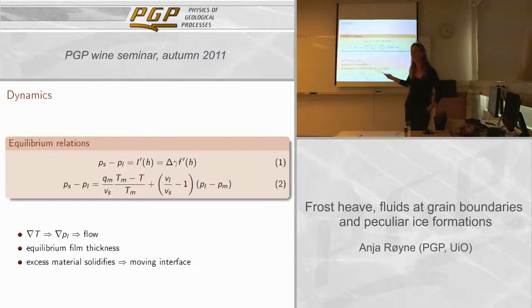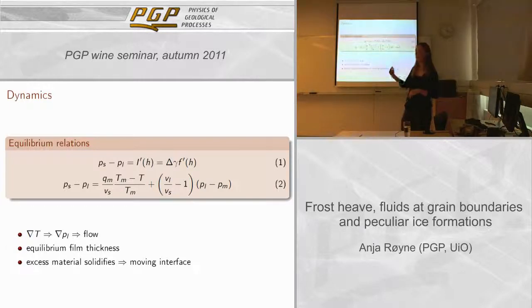So if you have pure water, this could tell you everything. If you know this equation, you have one condition for the difference in solid pressure and liquid pressure, which is determined by the temperature. And then you have another condition, which is determined by the film thickness. So at any temperature, you have an equilibrium film thickness.